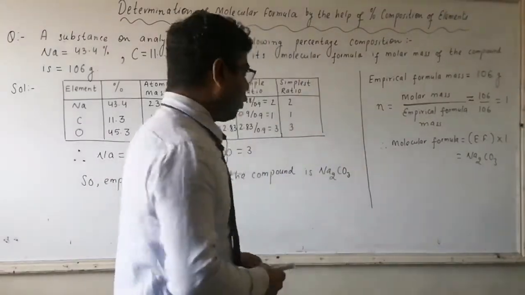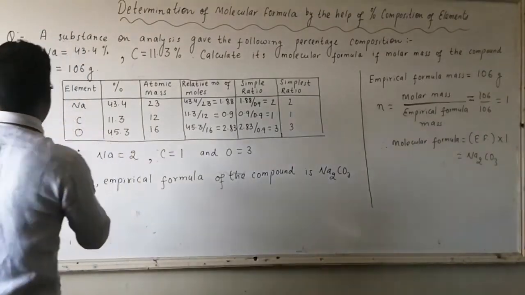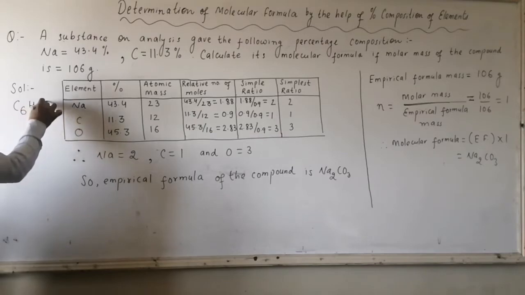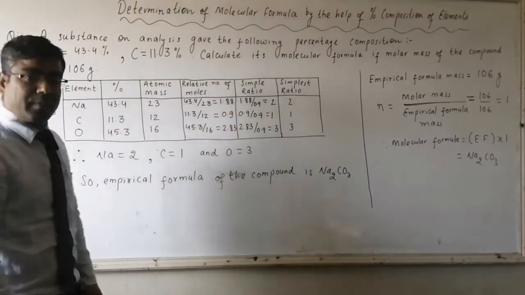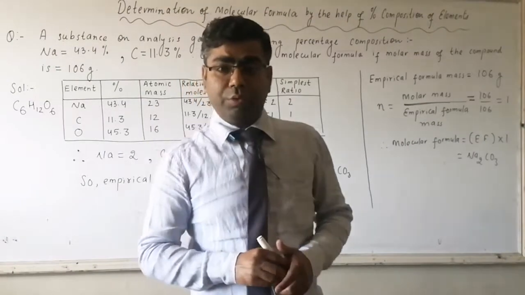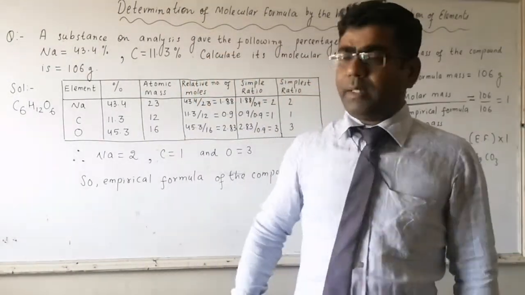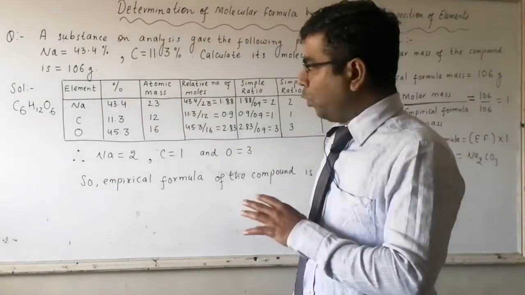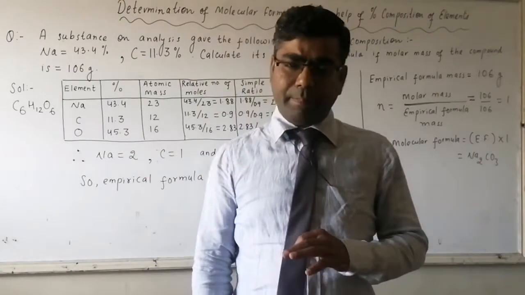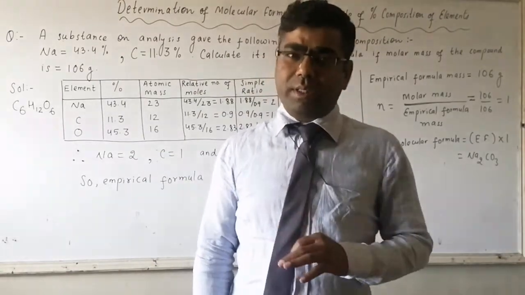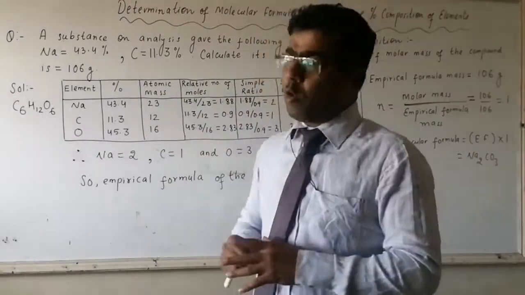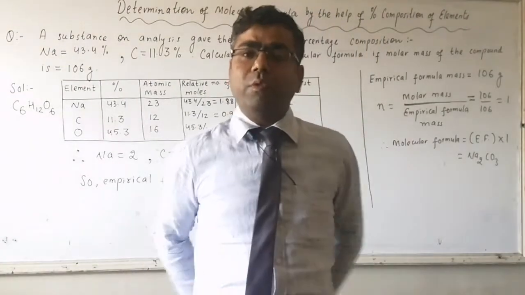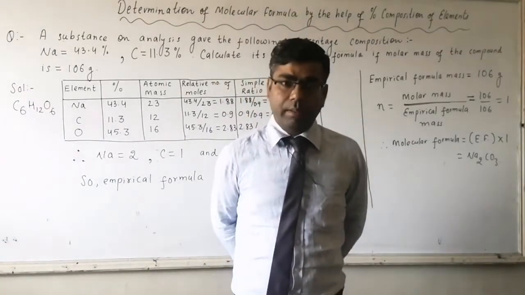Like for glucose, we can write the molecular formula as C6H12O6. This is the molecular formula of glucose. It means we can say here that a molecule of glucose contains 6 atoms of carbon, 12 atoms of hydrogen and 6 atoms of oxygen. So this is the molecular formula of glucose.